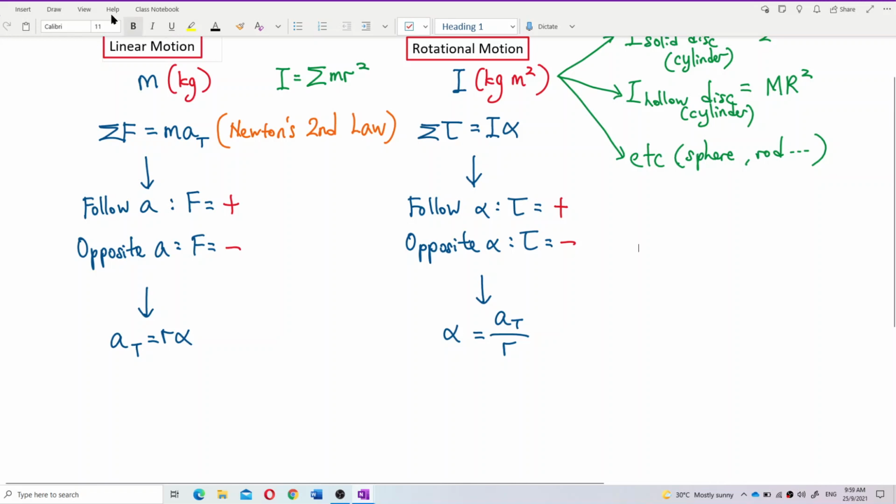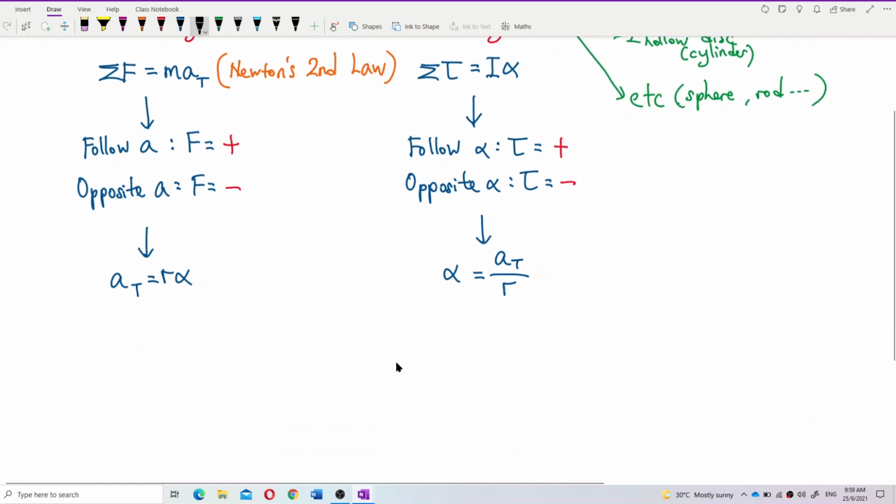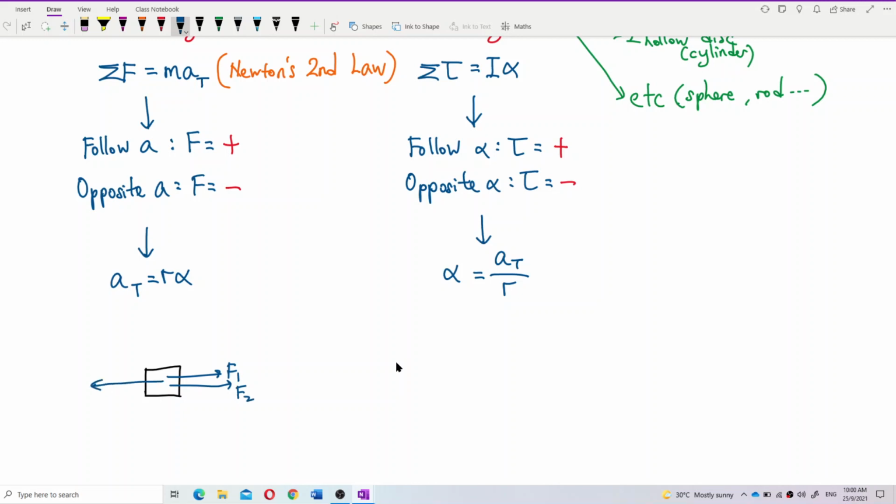Maybe I can just draw a diagram here to show you more. Let's say for linear motion, we have a box here. We have F1, F2, and then some more here, we have F3. Now, the acceleration is to the left. Which forces should we put positive? Of course, F3, because F3 is in the same direction as the acceleration. We don't look at it as going to the left being negative and going to the right being positive anymore. Understand?